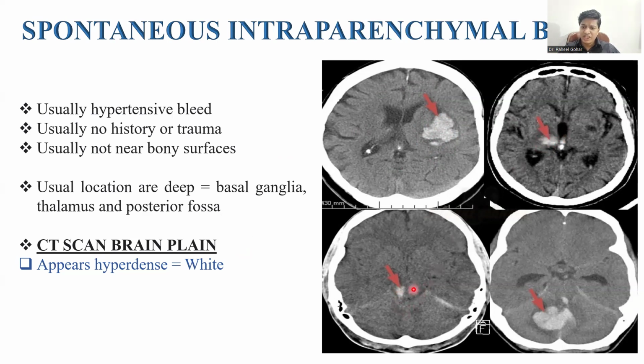Then you can see in the brain stem there is a bleed. In the posterior fossa and the cerebellar area there is a bleed. So these all are acute bloods, and they are spontaneous bloods, because these are the common locations for them. Simply, they will appear hyperdense and they will be spontaneous in nature.